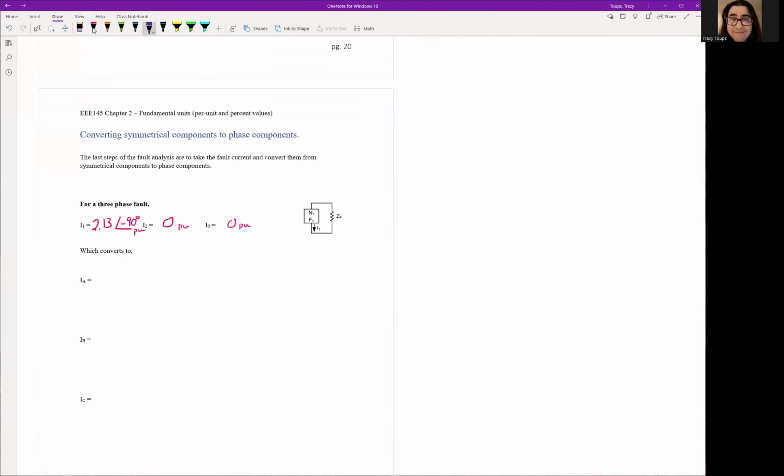So here, let's keep on going. We have IA. If you remember the matrix used before, IA is just adding I1 plus I2 plus I0 together. So it's just 2.13 angle negative 90 degrees for A phase plus 0 plus 0. This is 2.13 angle negative 90 degrees per unit. So that's our A phase current. This is physically what's going on.